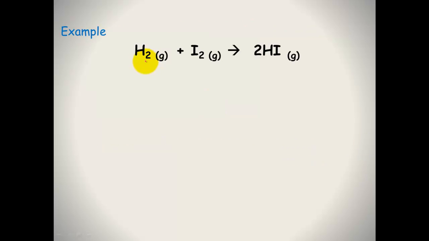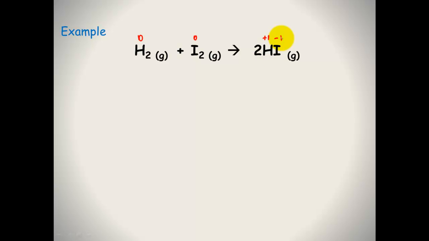We've got hydrogen gas plus iodine gas react to form hydrogen iodide. Okay, so let's look at our rules. Hydrogen gas is an element, so it's 0. Iodine gas is an element, so it's 0. Hydrogen, always plus 1. Plus 1 for hydrogen, so iodide has to be minus 1.